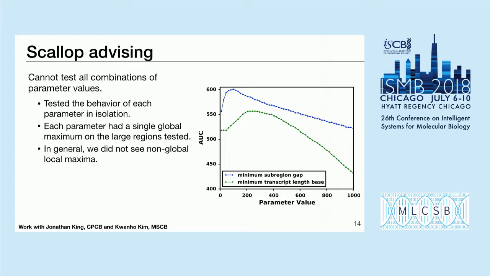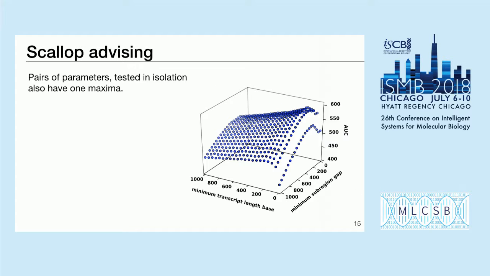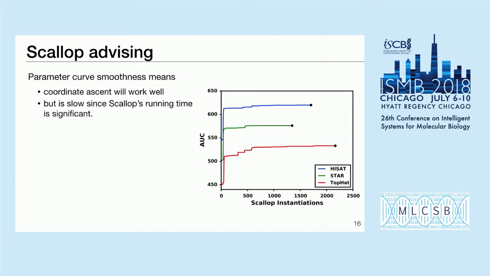But we wanted to confirm that this wasn't just something that happens when you look at one parameter in isolation, so we looked at pairs of parameters and we saw the same thing. Which means that we can do something like coordinate ascent, and it works well, even though it didn't work in parameter advising or in multiple sequence alignment. So we can do coordinate ascent.